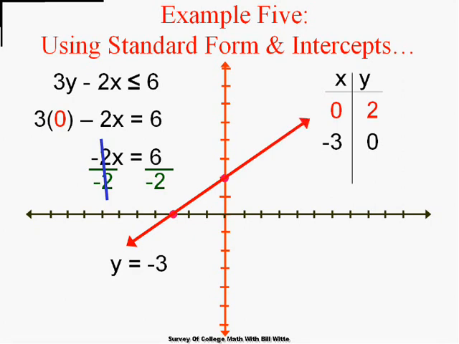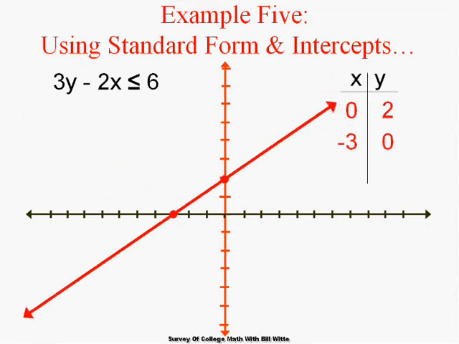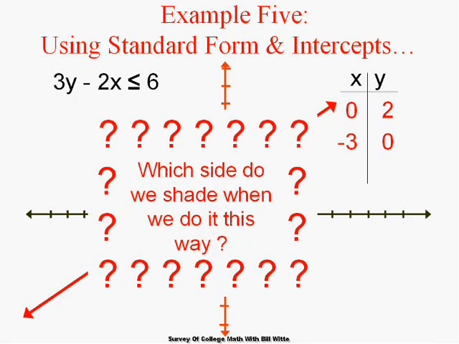The hard part, when I do it this way, is deciding do I shade above or below. Because I really haven't, you see, solved for y. Y gets bigger above and smaller below. The trick to this is to use, once again, the 0 trick. Now what am I going to do? I'm going to shade one of these sides. Look at the point 0, 0. I picked 0, 0 because it's easy to work with.